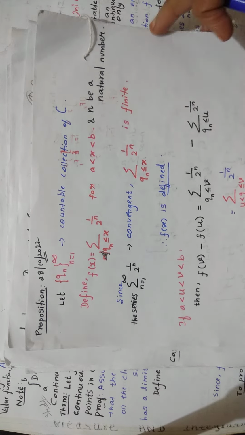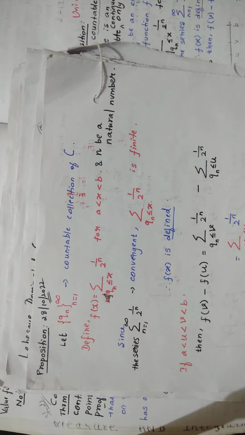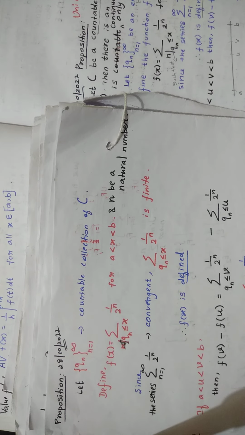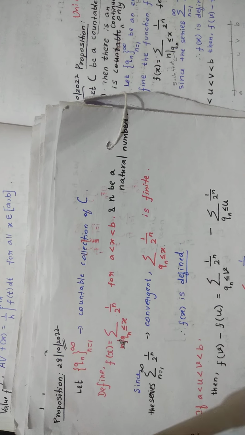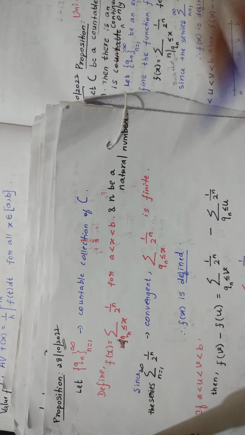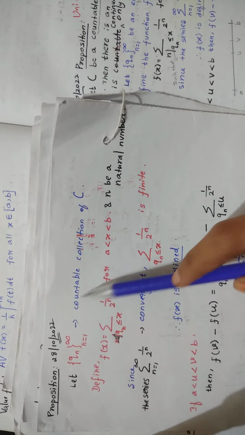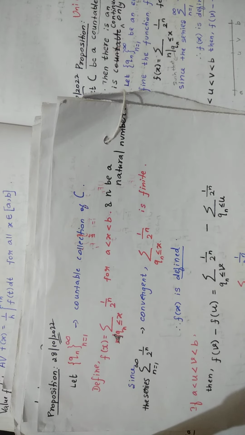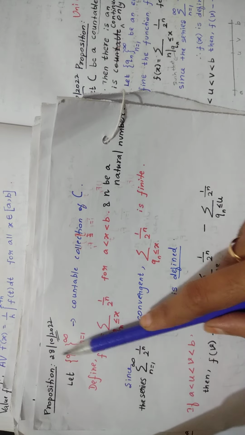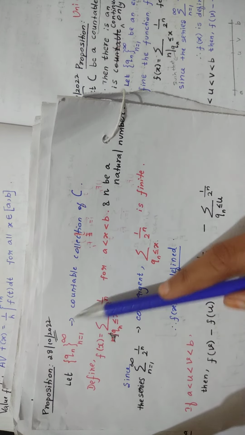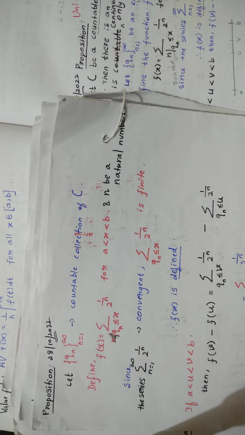Here first you have to take a subset. In the statement, C is a countable subset of the open interval (a, b), right? So first you have to take the subsets. Let Qn, n equal to 1 to infinity, be a countable collection of C. That is what you are taking. Let Qn, n equal to 1 to infinity, be the countable collection of script C.